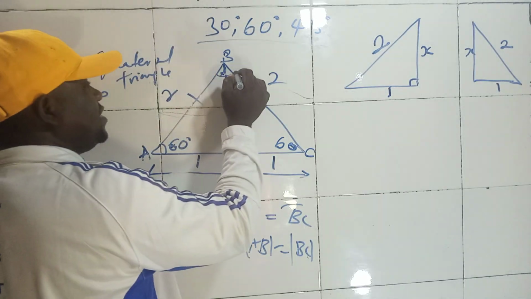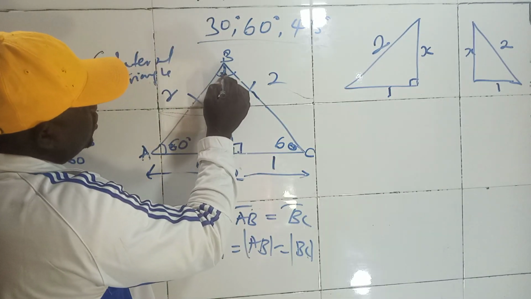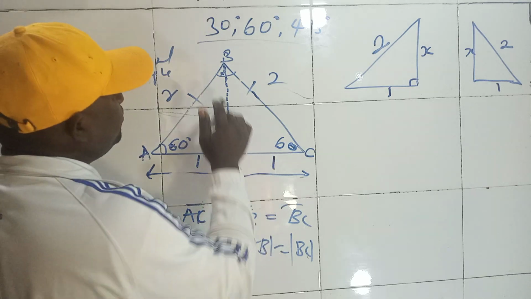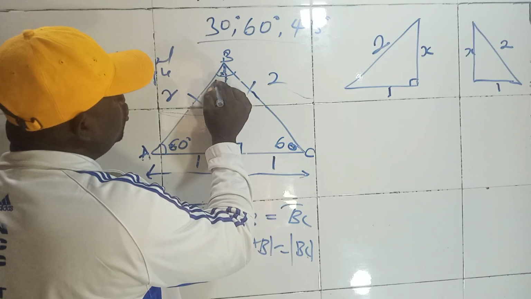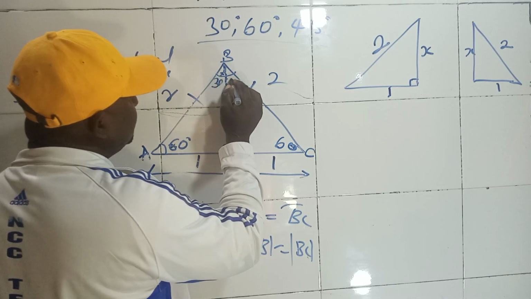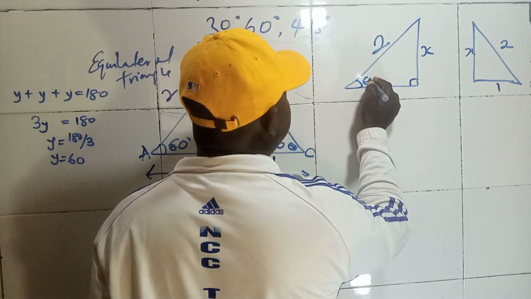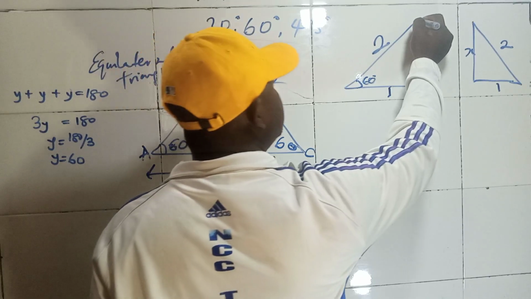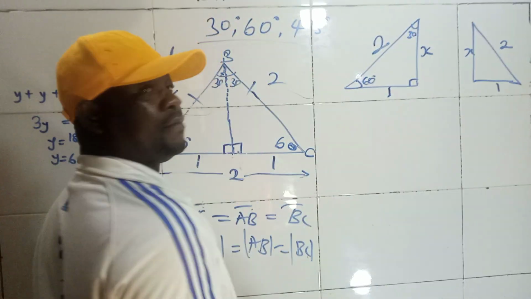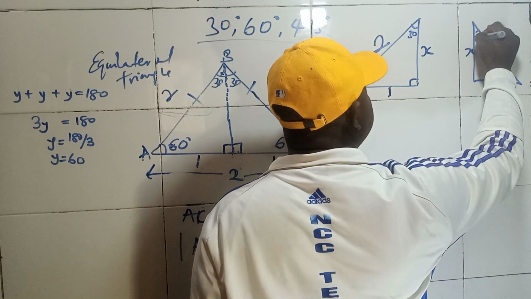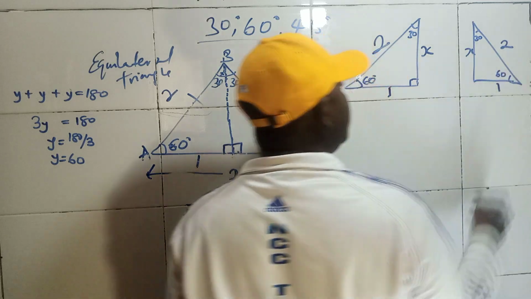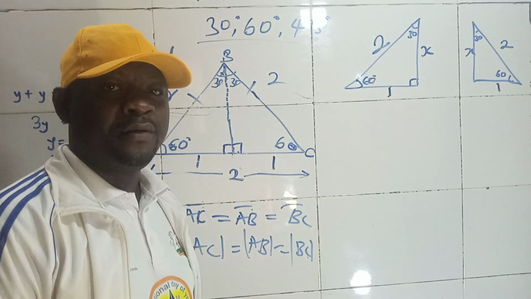Now look at it. There is a line of bisection. Bisection means it has divided this angle into 2. So this is now 30, 30. So if I come here, this will be 60 degrees. And this will be 30 degrees. The same way, this will be 30 degrees. And this will be 60 degrees. Can you see the way I'm filling up the whole stuff?